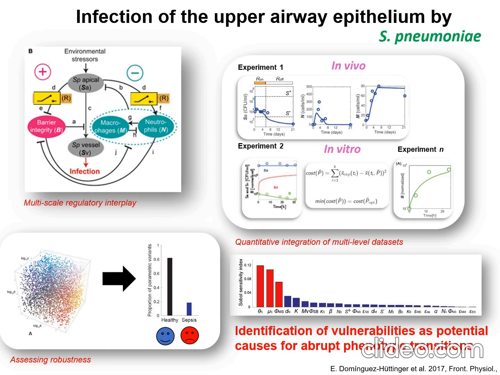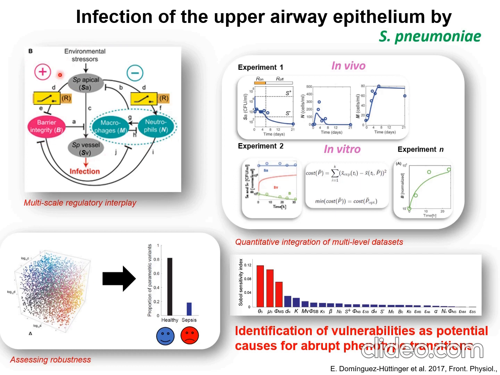We can do something similar when modeling infection of the upper airway epithelium, in this case by Streptococcus pneumonia. I just want to show you here, this is a different type of epithelium. It's in the upper airway, meaning in the nose. Here the bacteria is again a different one, it's Streptococcus pneumonia, not Staphylococcus aureus. But again, the control structure, I hope you already noticed, is very similar to our previous one.